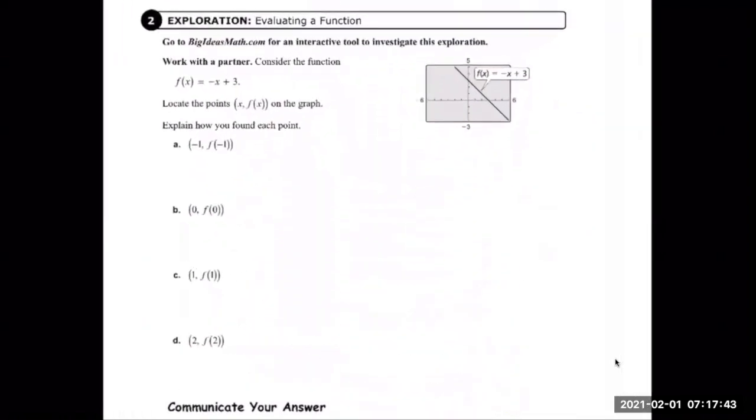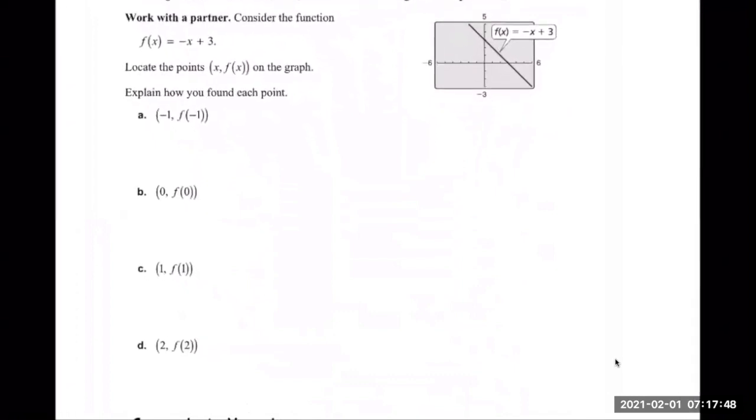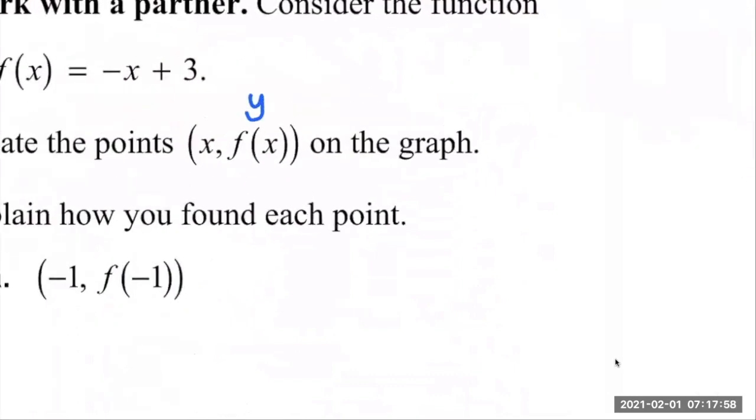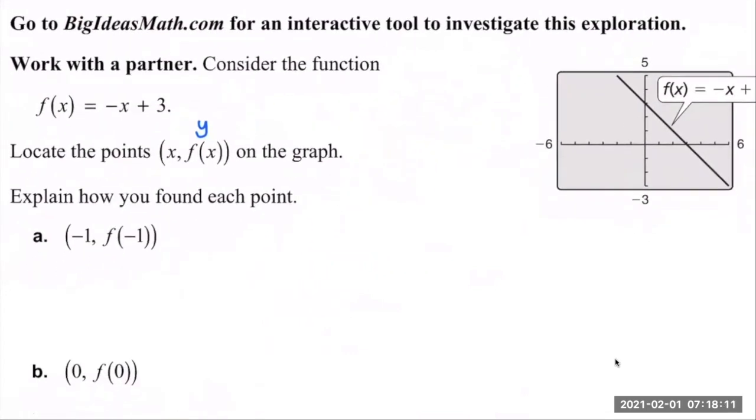And so now we're going to consider the function f of x equals -x plus 3. Locate the points x and f of x on the graph. So remember, when they do this, this is just saying this is y. So essentially, we're looking for y. They're telling us, okay, plug in that -1 value for x and tell me what you get. And so we really actually don't even have to do the math on this one. We just have to find the x value on our graph and then locate the y value.